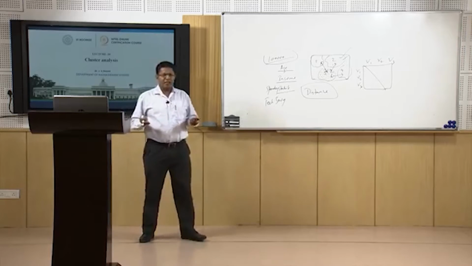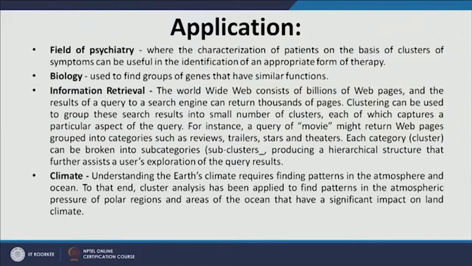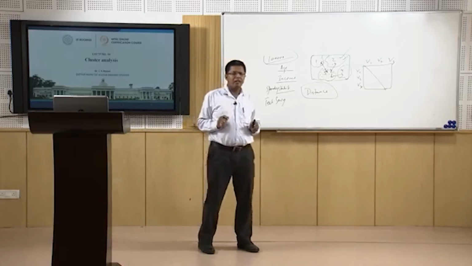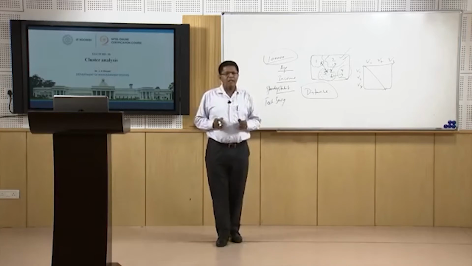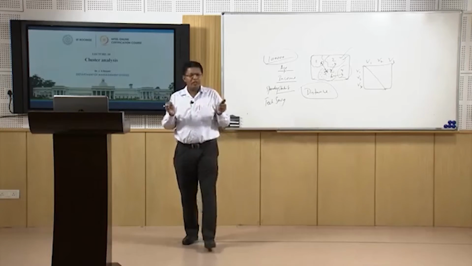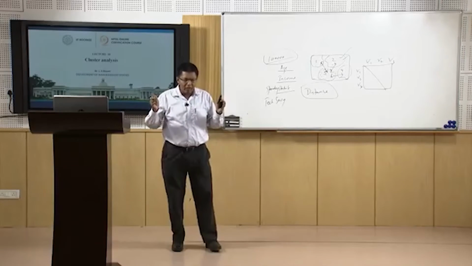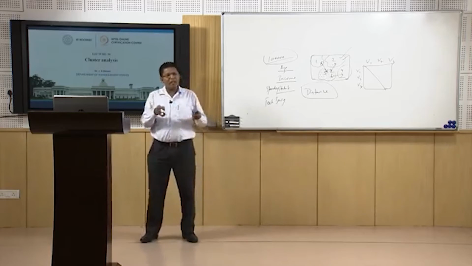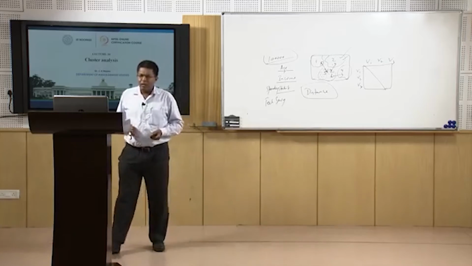So, where are the applications? Some applications are, as I have mentioned, the field of psychiatry, biology, right, information retrieval. For example, the World Wide Web contains billions of web pages. So, when you type, maybe for example, market research, right, all those pages which are linked to research or marketing research will be clubbed, brought together, right. So, this is nothing but clustering in one way, okay.